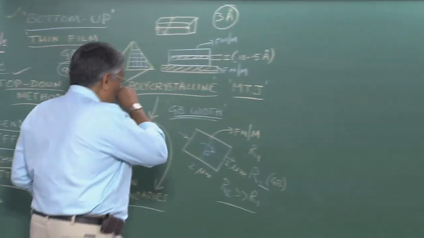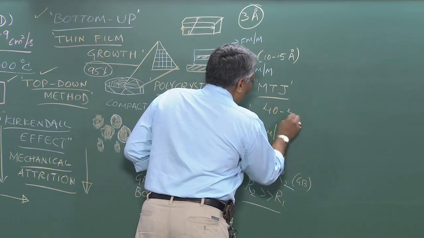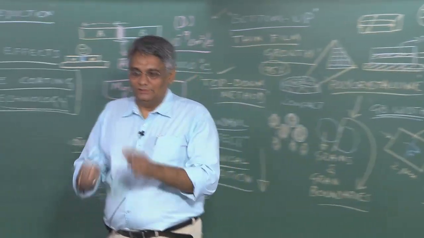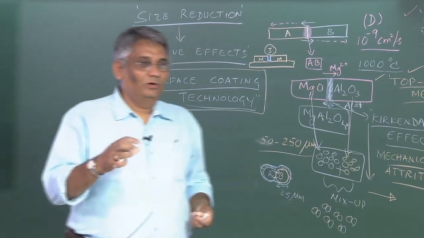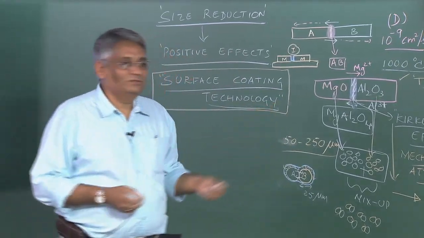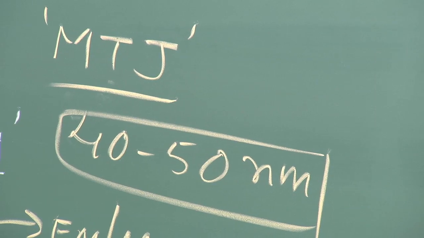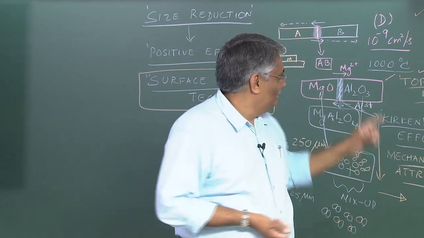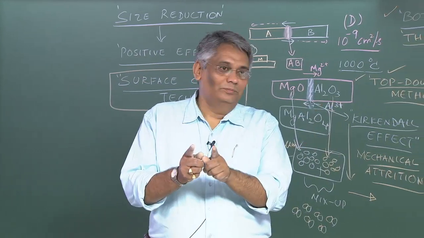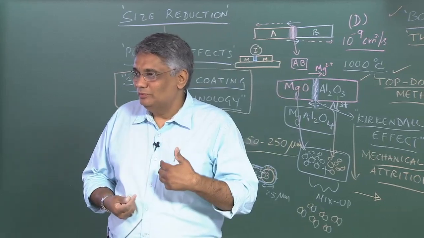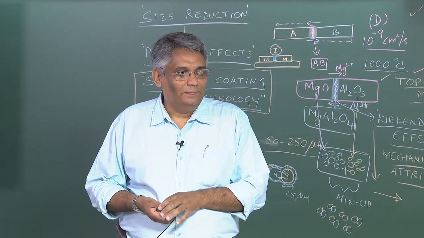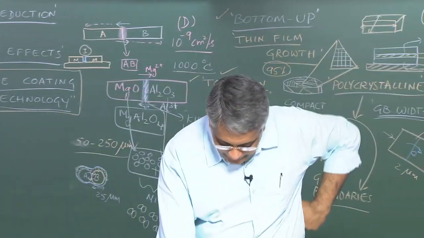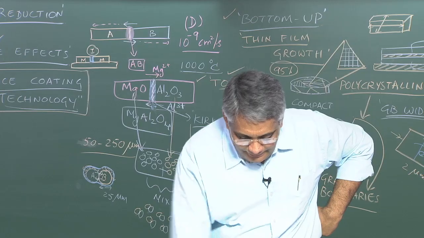Today, in the MTJ technology, after fabrication, the width of the read and write head is 40 nanometers. That's the kind of technology we have reached. So that means the point that is used to write on the magnetic disk is just 40 to 50 nanometers across. That's the reason why we are able to pack more and more information on a given square inch of a magnetic medium.